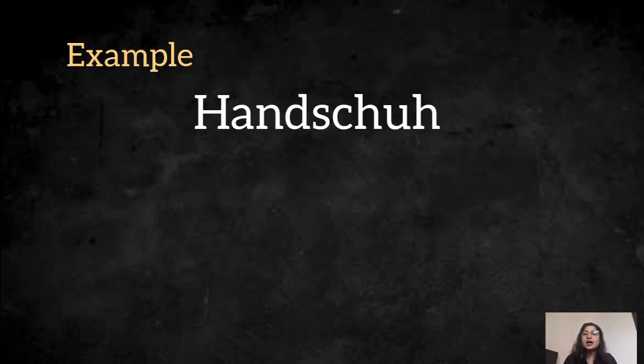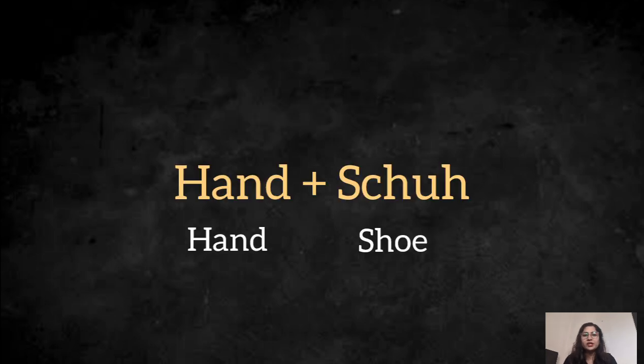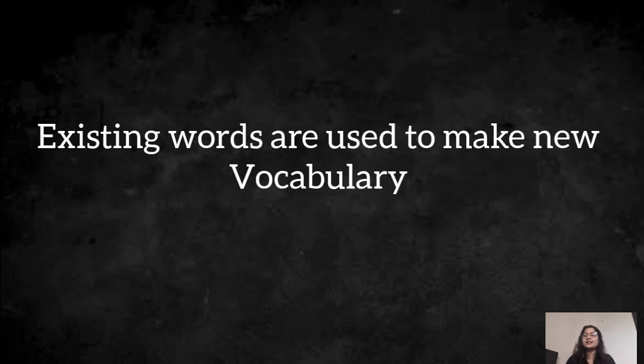For example, Handschuh. Hand, shoe. It's a combination of two words, hand and shoe. And we know the meaning of both of these words. They are just simple words which are hand and shoe. So basically it's Handschuh. And what is a Handschuh? What do you wear in your hand? A glove. So instead of making a new word, glove, they simply used two existing words, Hand and Schuh, to make the name for the word glove.